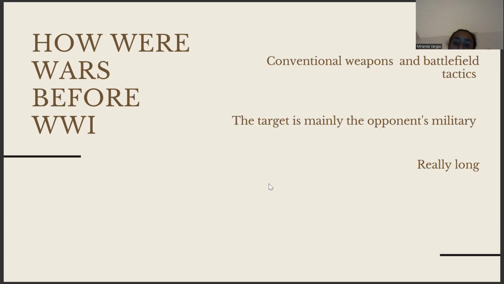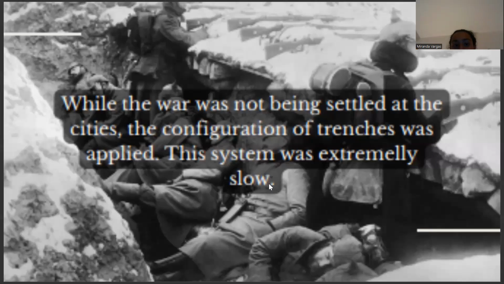And also the militaries were much smaller, about 12,000 soldiers. They weren't that many of them.